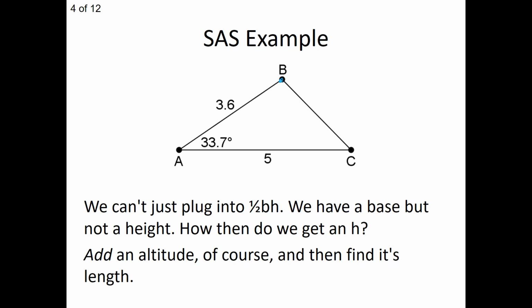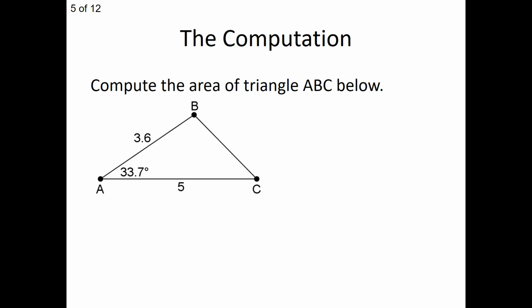We can create an altitude within our triangle, and if we can find out what the length of the altitude is, we can then use the base, which is 5, and the length of that altitude, which we're going to find to be h, and then we'll find out what the area of our triangle is by using 1/2 base times height. So with this same exact triangle that we just saw on the previous slide, let's find the area of this triangle by finding the height of this triangle.